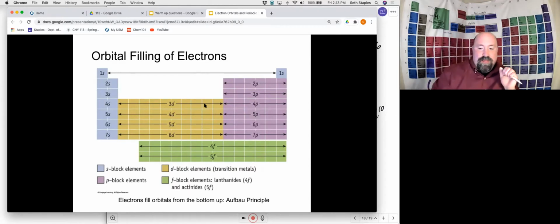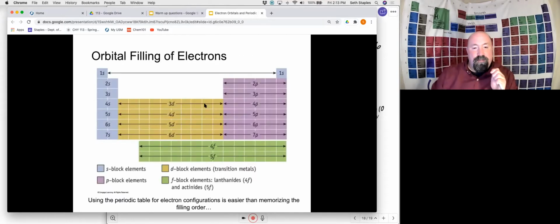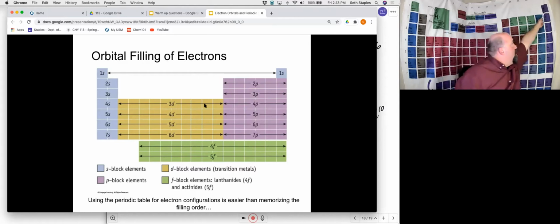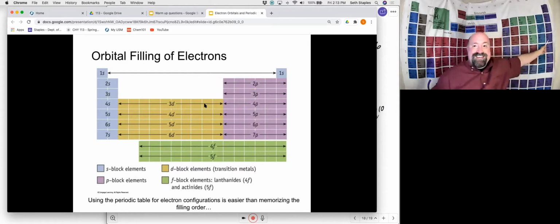And so using the periodic table like this is a lot easier than just memorizing that filling order and memorizing the whole thing. What I do when I'm doing a configuration now is I, again, look at where an element sits. Let's say I want to do the configuration for, maybe, bromine. Bromine sits right here in the periodic table. So I know bromine is going to end with 1, 2, 3, 4 down.